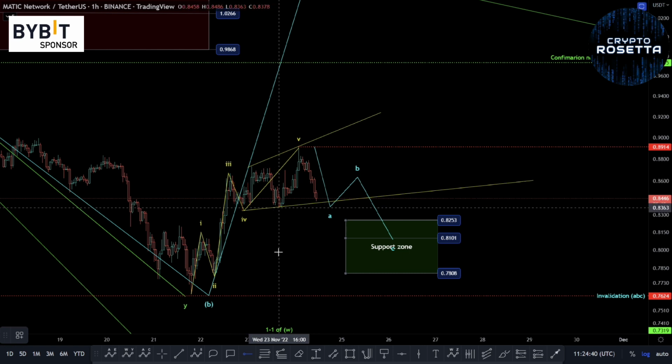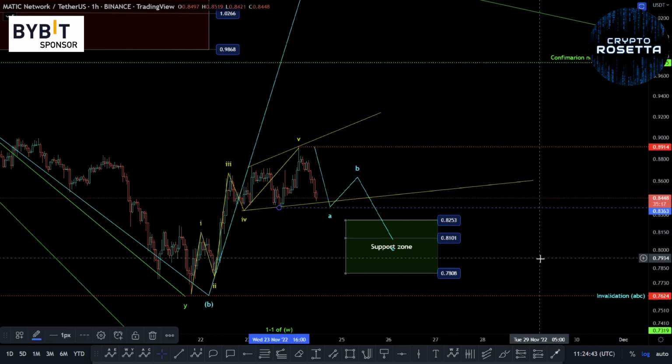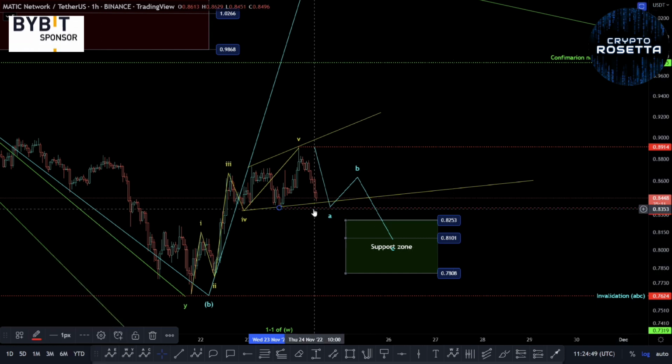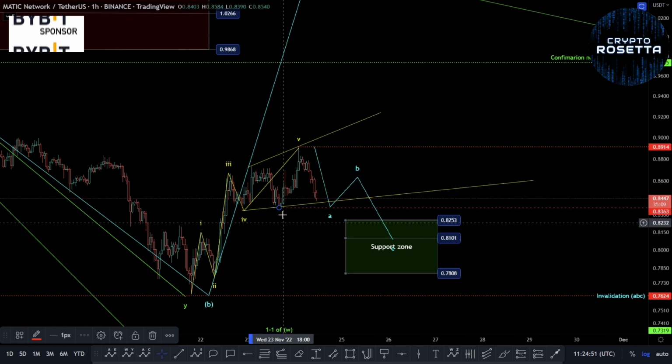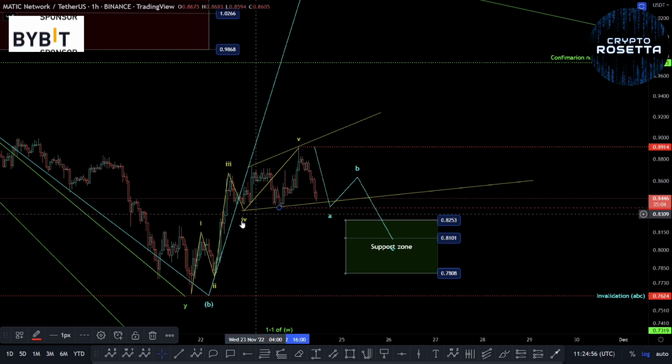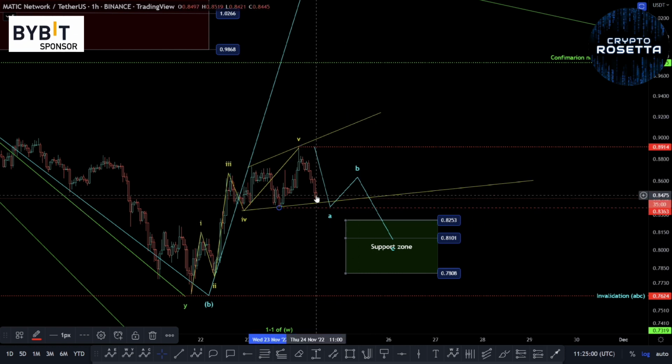Invalidation of this comes by crossing down here. Let's make it red as well. This 83.63. If we cross below that, then this invalidates this potential that we have some kind of an expanding diagonal going on here.